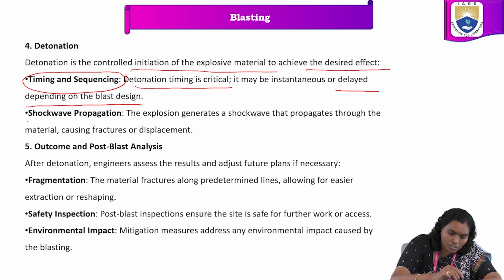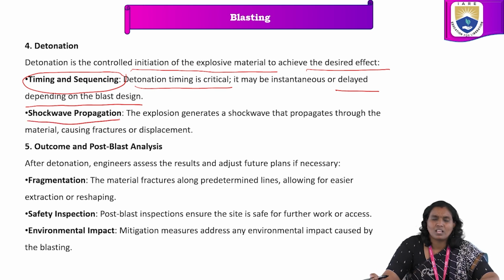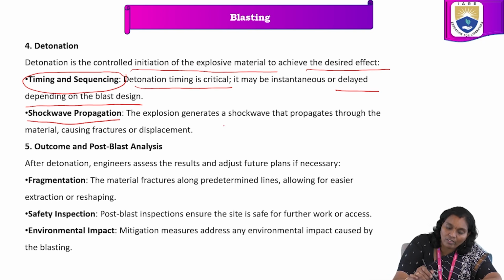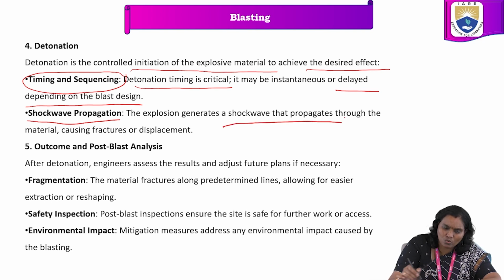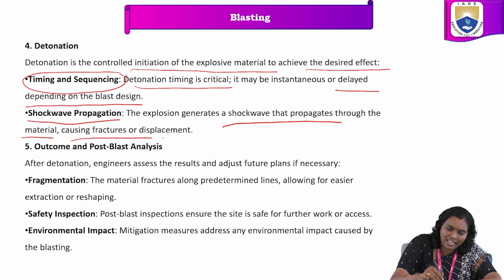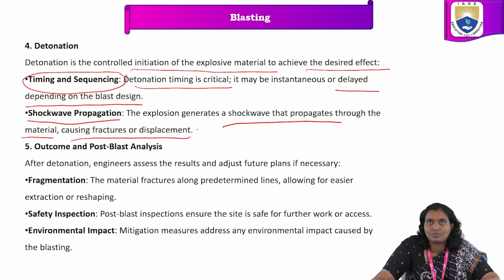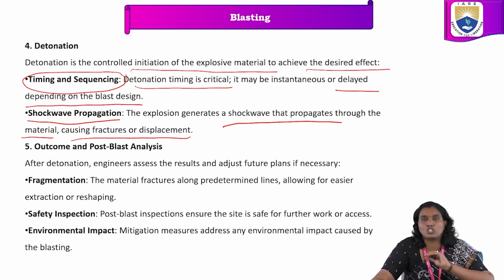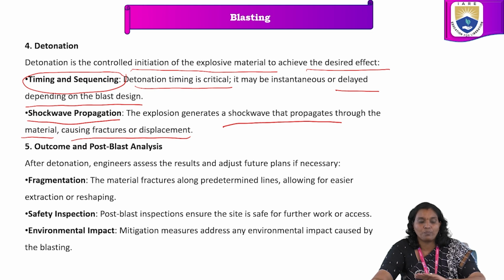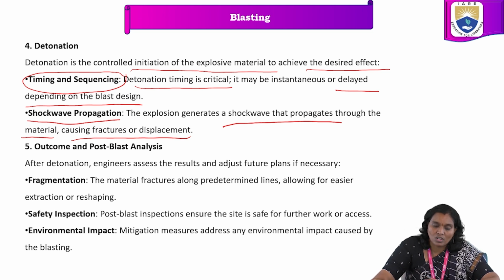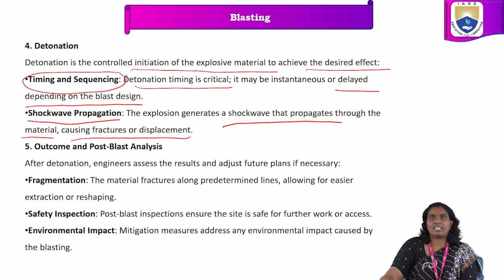Coming to shock wave propagation, the explosion generates a shock wave that propagates through the material, causing fractures or displacement. So these are the detonation parameters: the controlled initiation of the explosive material to achieve the desired effect.